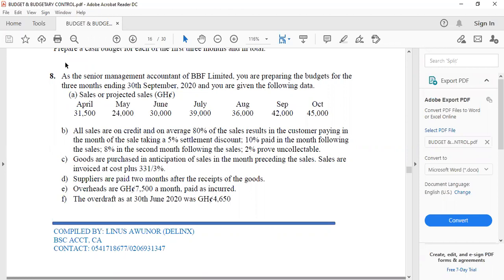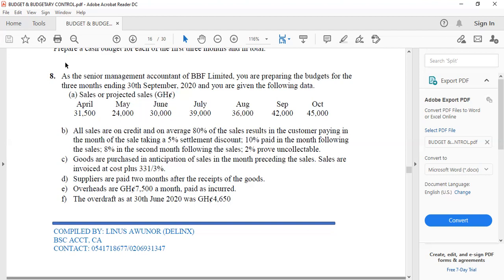Sales are invoiced at cost plus what? 33 1/3%. Okay. So the rate given to us, is it a margin or markup? Markup. Once it's cost plus, that's markup. Yes. But we are giving sales figures. Markup is applied on what? On cost.